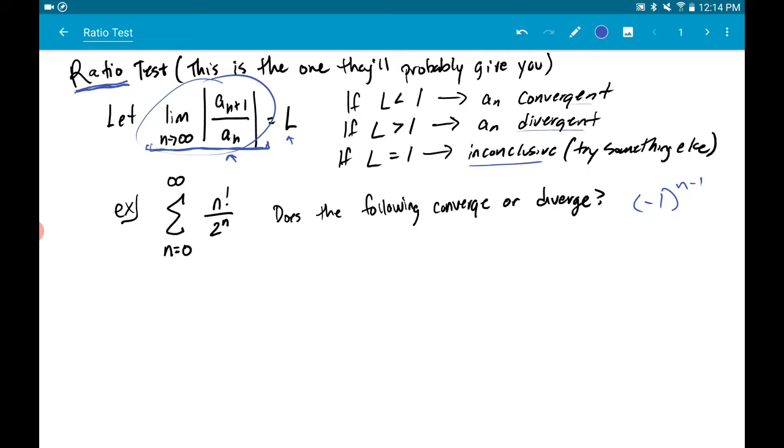One other thing about the ratio test is if you see a factorial in it, you will be using the ratio test. So that's kind of your go-to. You can skip all the other ones.